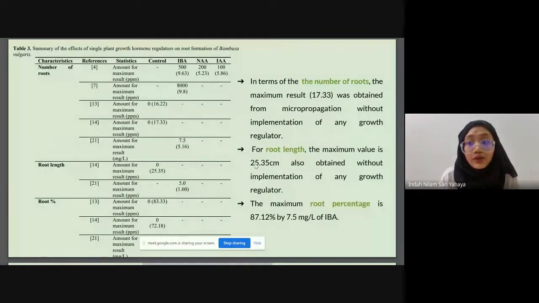In terms of the number of roots, the maximum result, which is 17.33, was obtained from the micropropagation without implementation of any growth regulator. For root length, the maximum value is 25.35 cm, also obtained without any growth regulator. And lastly, for root percentage, the maximum value is 87.12% by 7.5 milligram per liter of IBA.